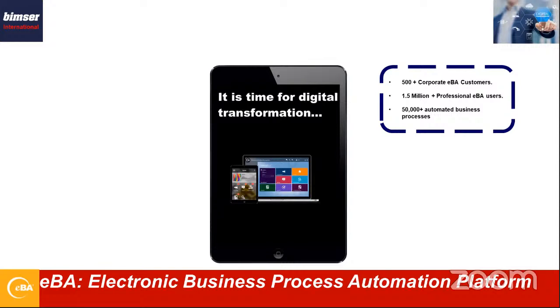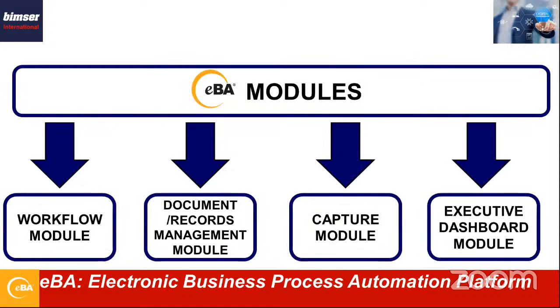Right now, there are more than 50,000 business processes available on eBA, automated and digitized, working on a daily basis. eBA has modules, like the workflow module, manager module, capture module, and executive dashboard module. These modules are designed to help you automate your business processes and to operate in a paperless work environment, a digitized and automated work environment in this digital age.